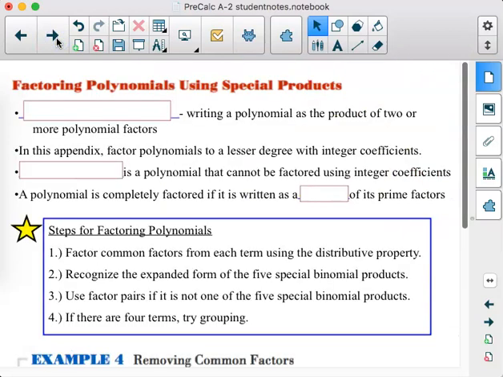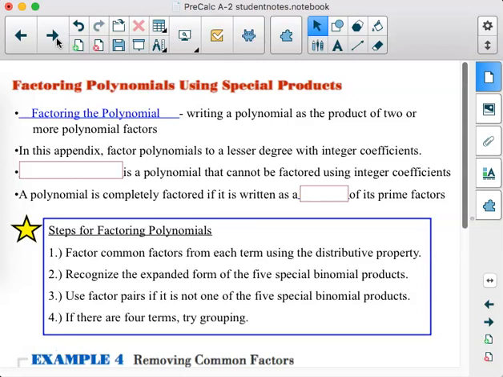Now, factoring polynomials using special products. So this is the reverse. We've seen how to multiply them. Now we're going to factor. Factoring a polynomial is writing a polynomial as the product of 2 or more polynomial factors. In this appendix, we factor polynomials of lesser degree with integer coefficients. So we're never going to be trying to factor a half times 3/4 or anything like that. We're just going to use the integers.